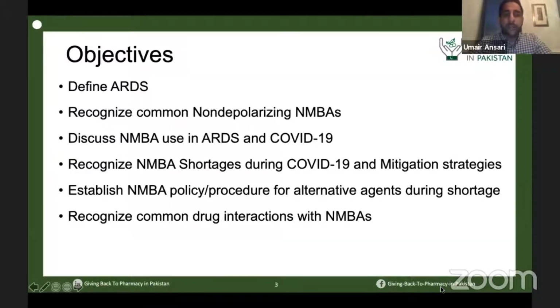I'm going to share an example where there's an established NMBA policy or procedure, or where one can be created, for choosing an alternative agent, such as during a shortage. That concept could be applied to many medications, but I'm focusing strictly on these NMBAs. And then I will also point out and recognize some of the common drug interactions that exist with the NMBAs.